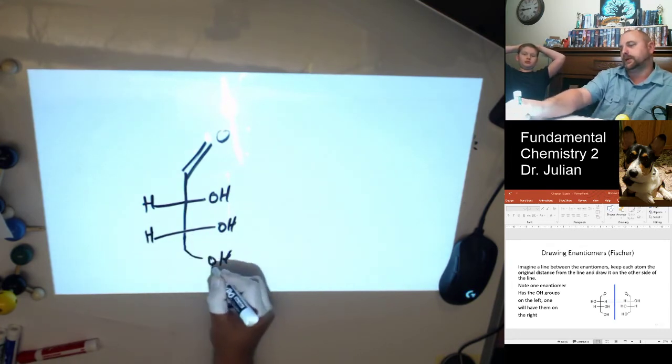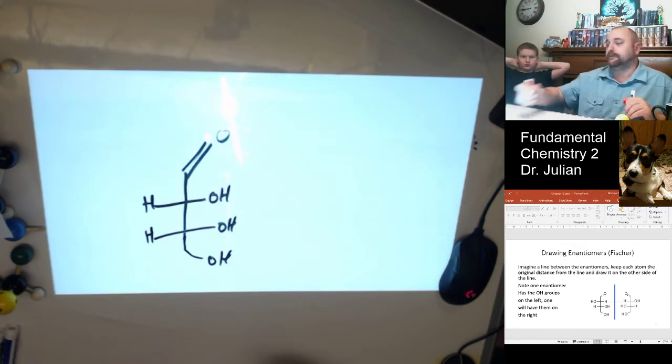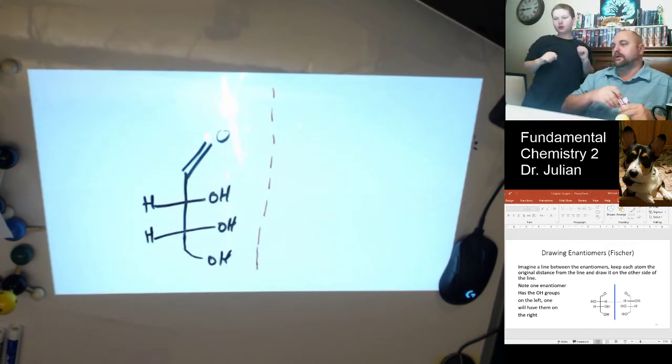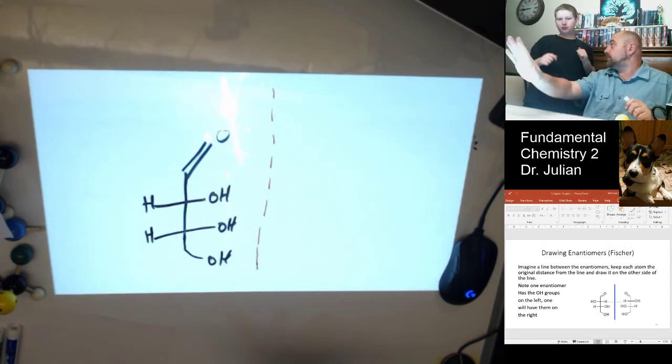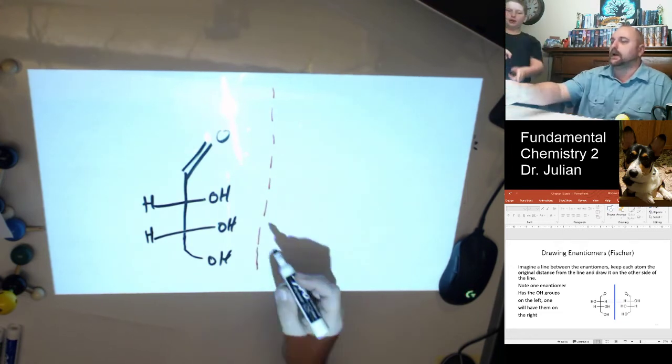Now, it doesn't matter which way this one goes, but we'll go ahead and draw it. All right, so first step, that's our mirror. When you look in the mirror, you ever notice that your right hand is on the left side? Yep. So we've got a mirror.